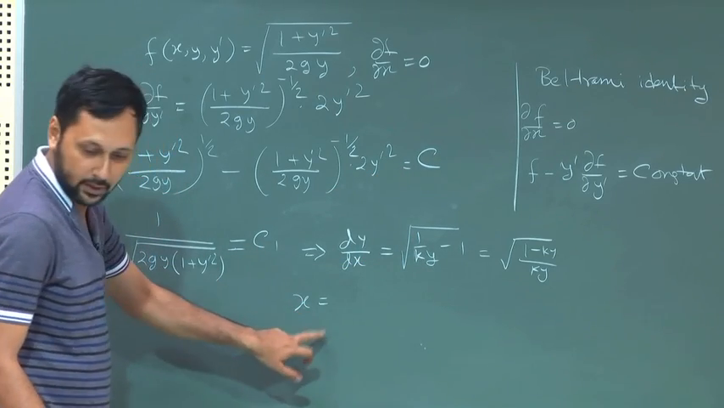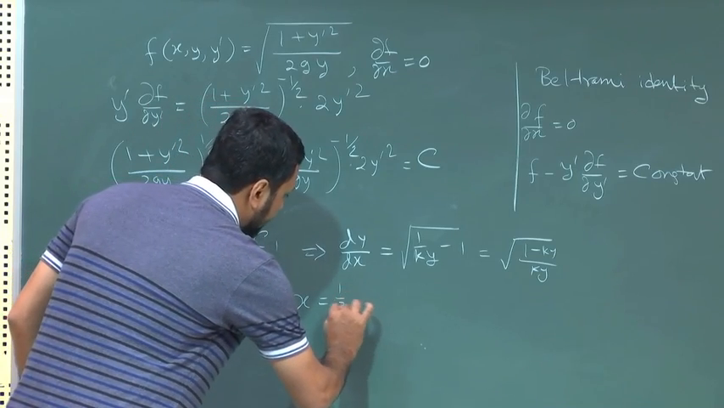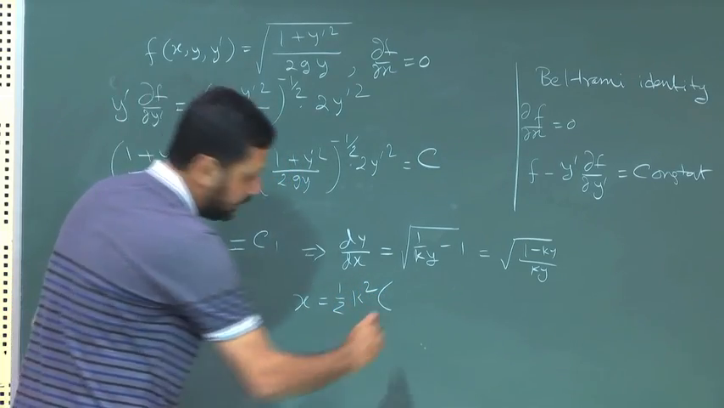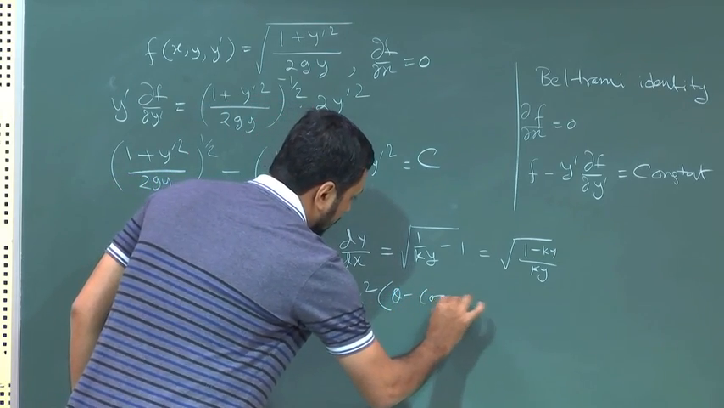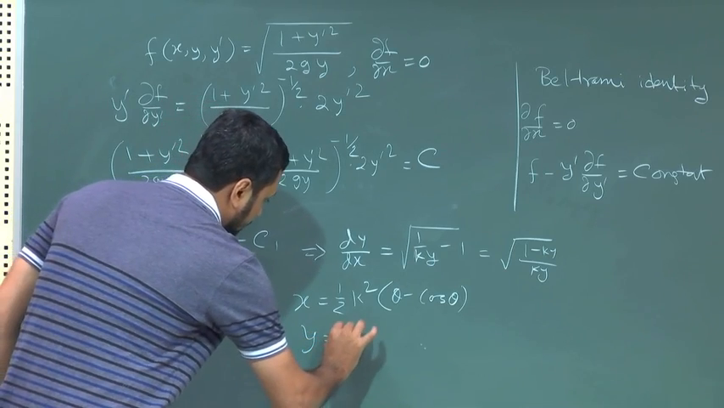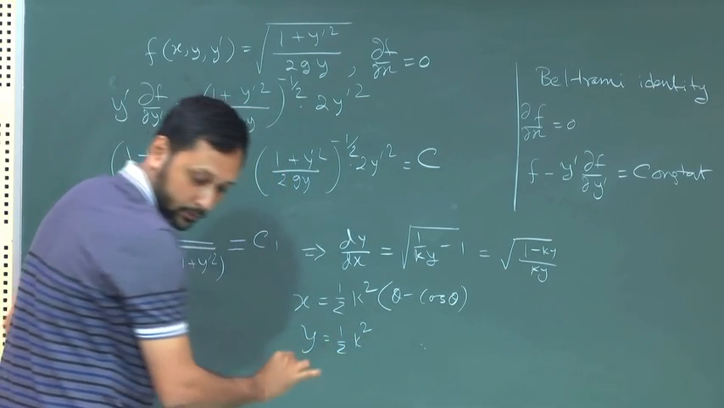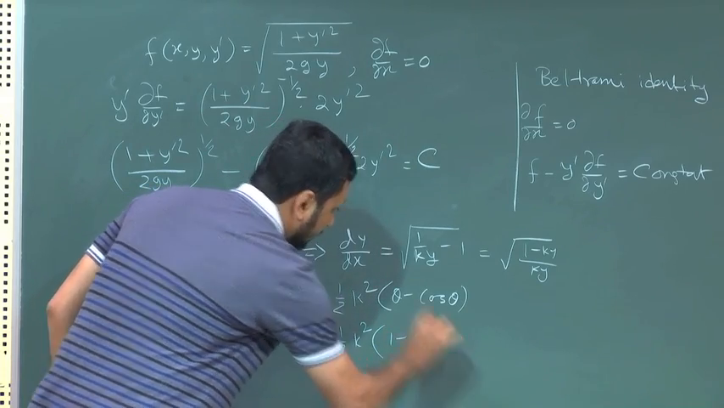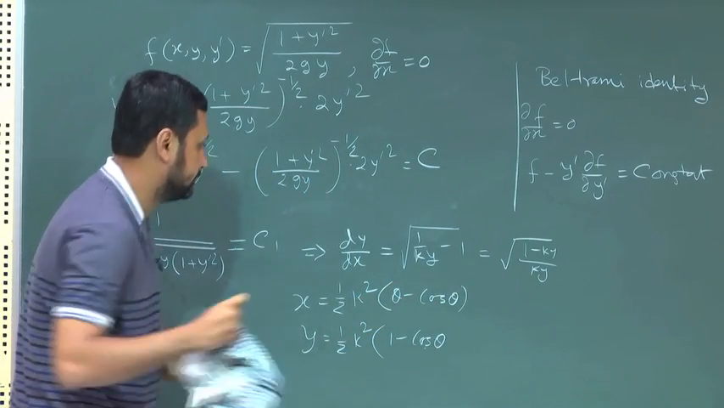So, if you do this, the final expression will be x equal to half k square (theta minus sin theta), and y is equal to half k square (1 minus cos theta), sorry this is sin theta not cos theta.